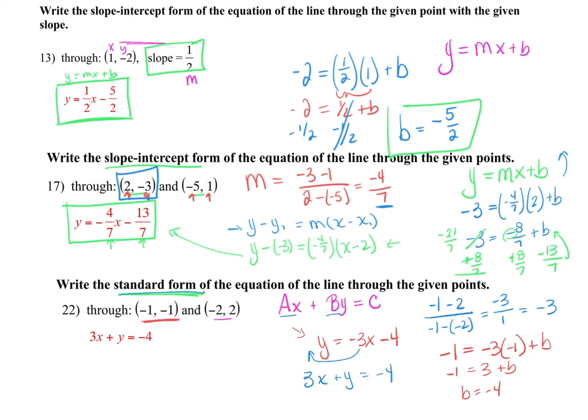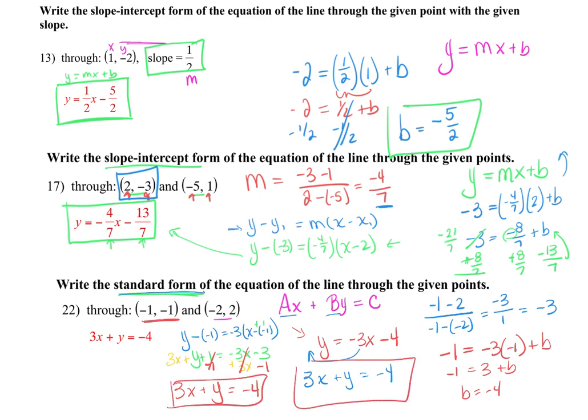Or you can use point slope. You can say y minus y1 equals m times x minus x1. You get y plus 1 equals negative 3x minus 3. Move your 3x over. Move your 1 over. You get 3x plus y equals negative 4. So either way, you're going to get the same answer. It must be in standard form for this one.